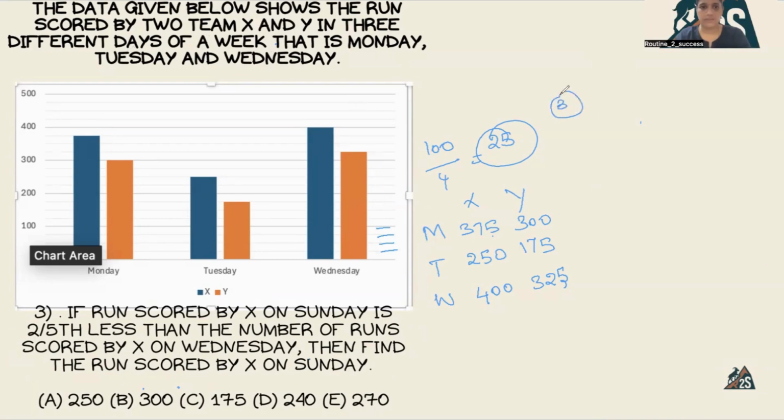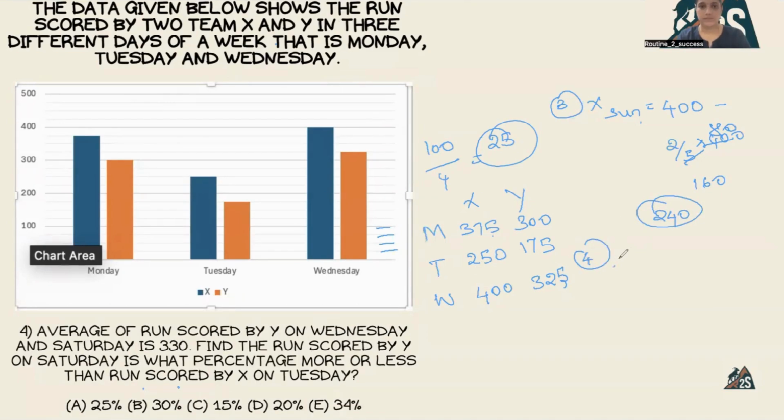We will see the third sum. The runs scored by X on Sunday is 2/5 less than the runs scored by X on Wednesday. We know X on Wednesday is 400. 2/5 of the runs scored on Wednesday is 160. So when we subtract 160, it is 240. So our answer is 240.